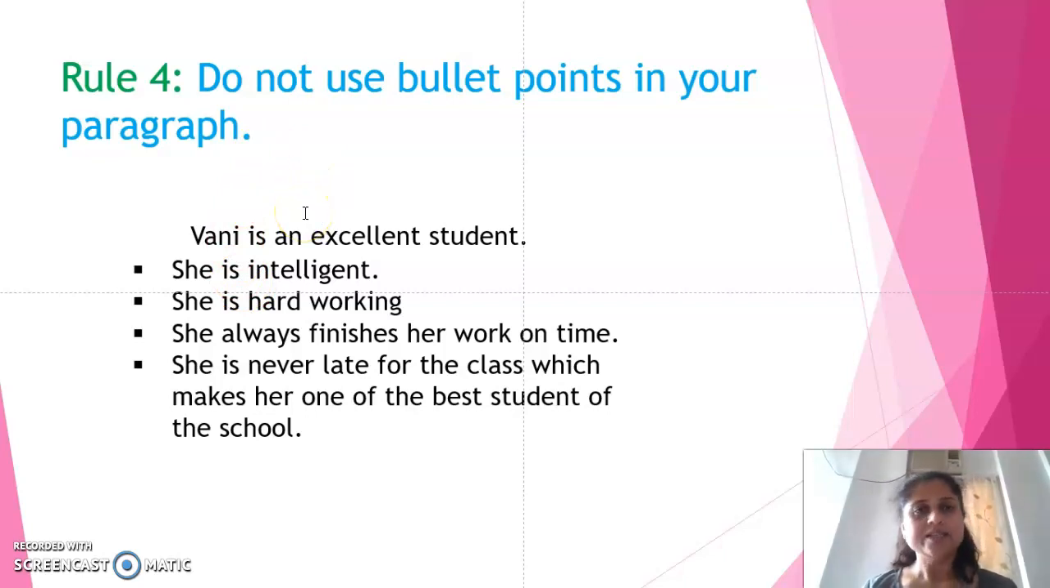I hope this PPT has helped you understand what a paragraph is and what rules one should follow while writing a basic paragraph.